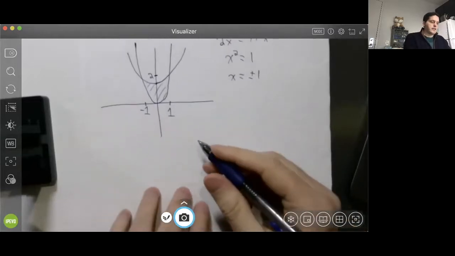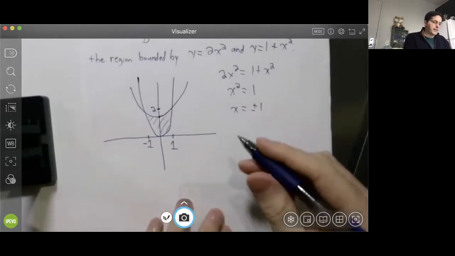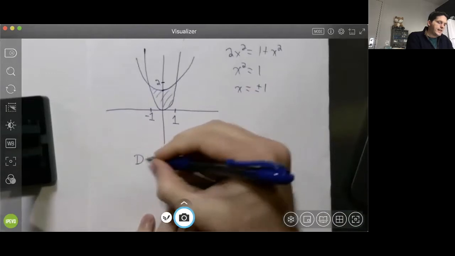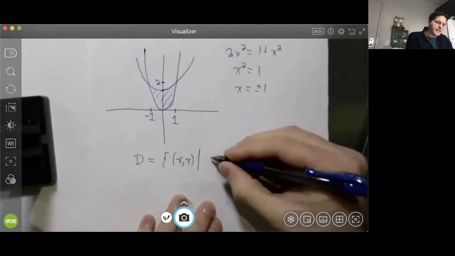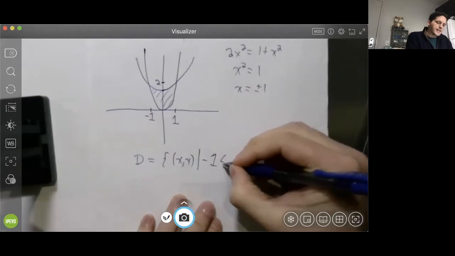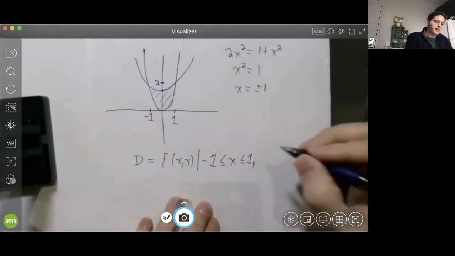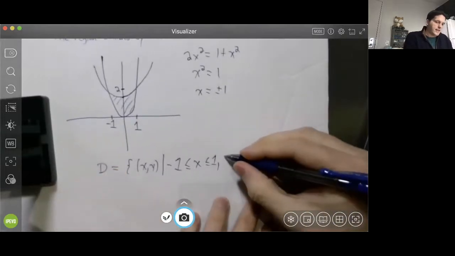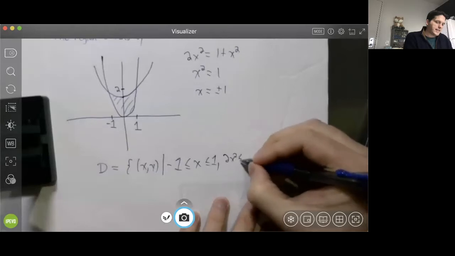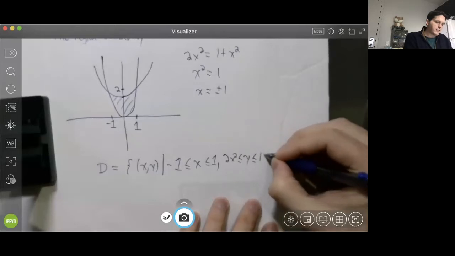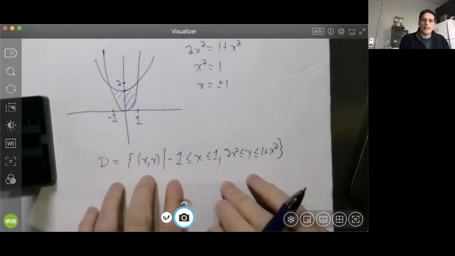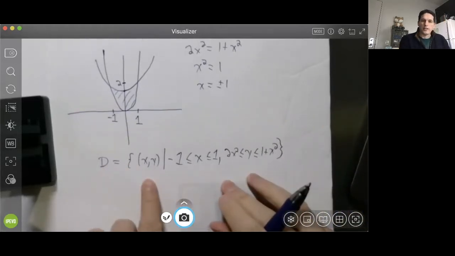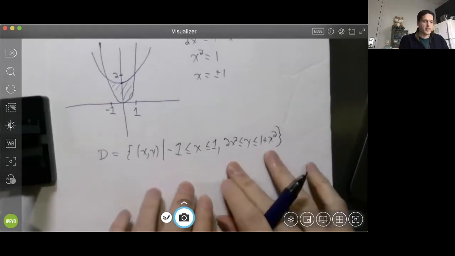So, okay, we have drawn a picture of the region D. And now this is a region of type 1 because D can be written as the set of all points (x, y) such that x is between minus 1 and 1 and 2x squared is less than or equal to y, which is less than or equal to 1 plus x squared. This region D is a type 1 region. It has this form.